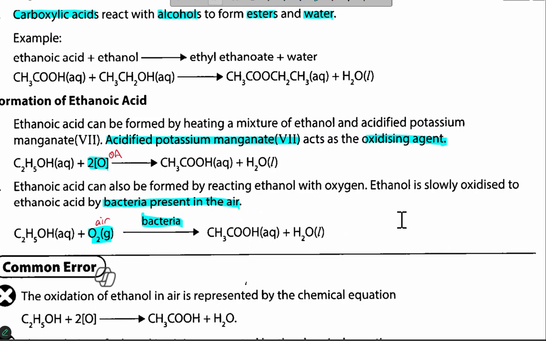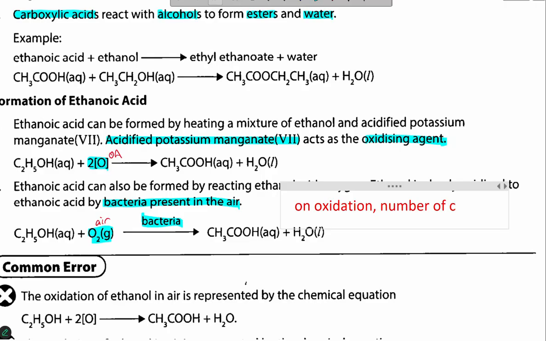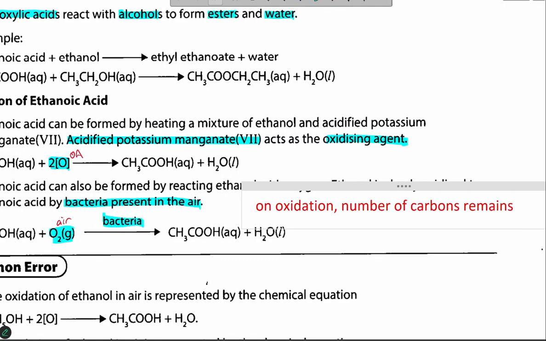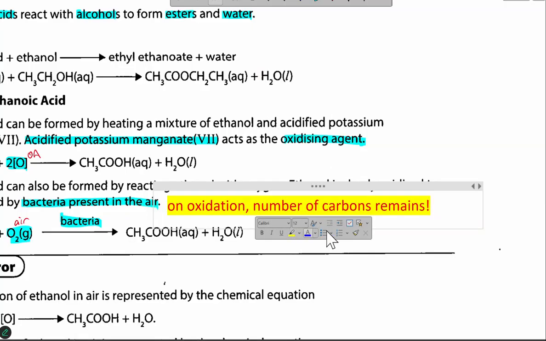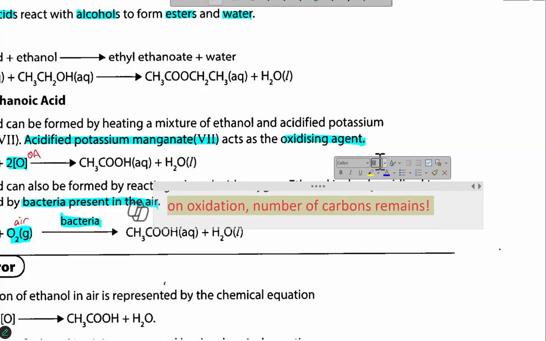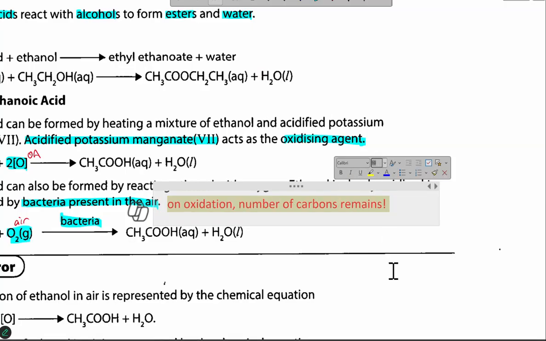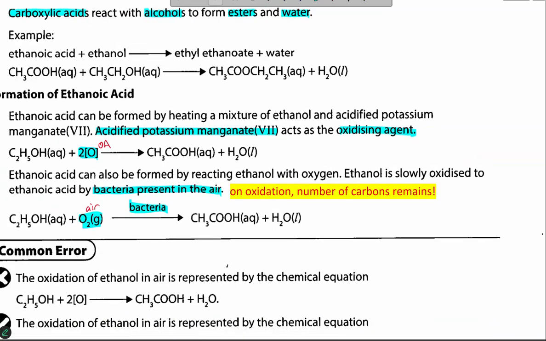Basically, all alcohols, when oxidized, form acids. So ethanol gives ethanoic acid, the number of carbons cannot change. I repeat, on oxidation, the number of carbons cannot change. So ethanol gives ethanoic acid, propanol gives propanoic acid, butanol gives butanoic acid. You must remember that. The number of carbons remains on oxidation.